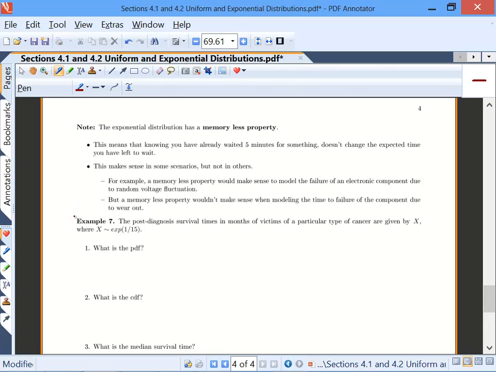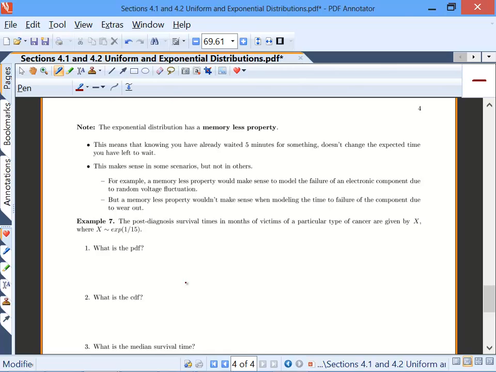For example, a place where it would make sense is if you're trying to model the time until a failure of an electrical component, but it's just due to random fluctuation. So if the failure is just due to random fluctuation, then knowing it's already lasted 10 days isn't going to change the probability of it, say, lasting another 10 days. But if you're trying to model it based on natural wear and tear, then what's going to happen? The longer you wait, the longer it's been in service, the higher and higher the probability would get that it is going to wear out. So the exponential wouldn't make sense in that case.